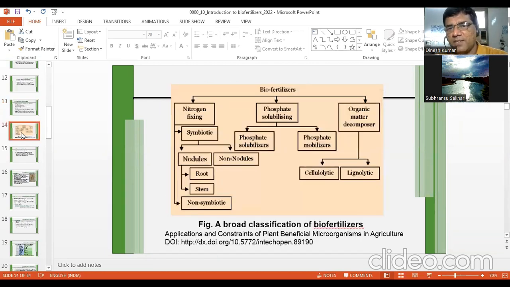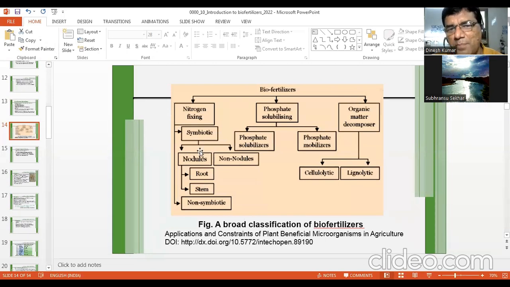Now you see the classification, the same is simplified here. You can see biofertilizer and move to the left. First is nitrogen fixing. Nitrogen fixing can be 2, symbiotic and non-symbiotic. Non-symbiotic, you know the names: Azotobacter, Azospirillum. And then coming to symbiotic, there can be 2, nodule forming and non-nodule forming. And in this, nodule forming on the roots and on the stem.